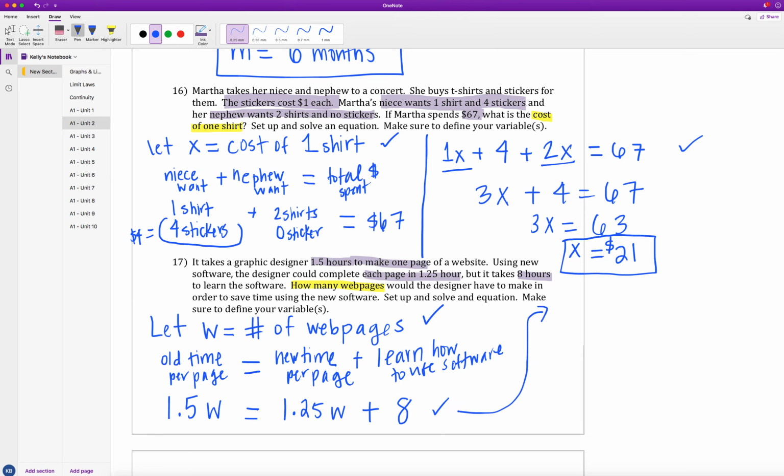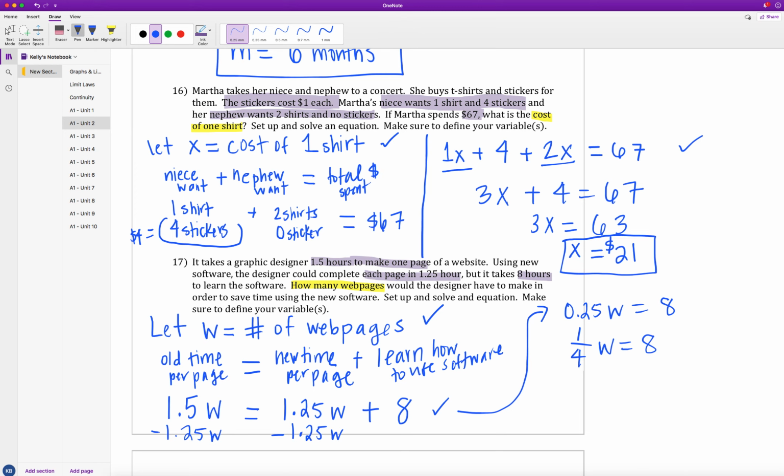On either side of the equal sign, I can't combine any like terms. So right off the bat, I'm going to move my 1.25 W and subtract it from both sides to keep the equation balanced. When I do that, I end up with 0.25 W equals 8. Personally, I don't like to use decimals. I think better in fractions, so I can rewrite 0.25 as 1/4 times W.